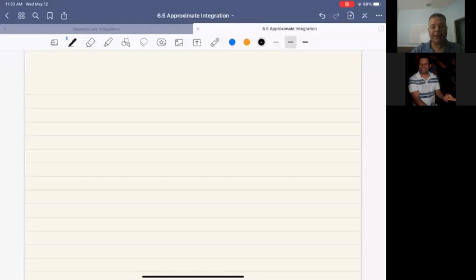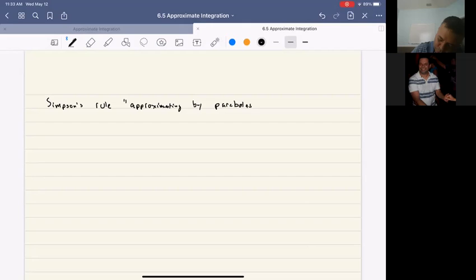All right, welcome back. So we're going to do Simpson's rule next. And this is approximating by quadratics, by parabolas. Okay, so let me give you the formula first, and then we'll derive it. So I know most of you just come for the formula anyways.